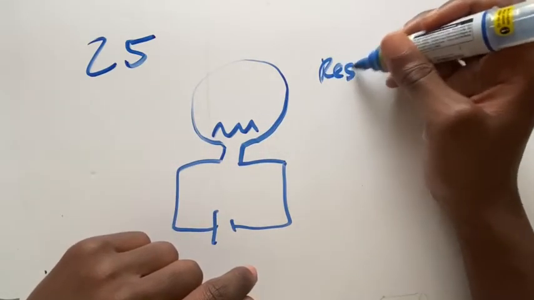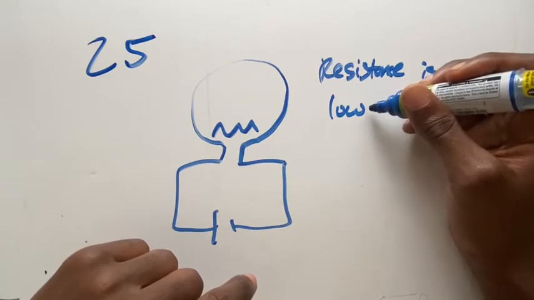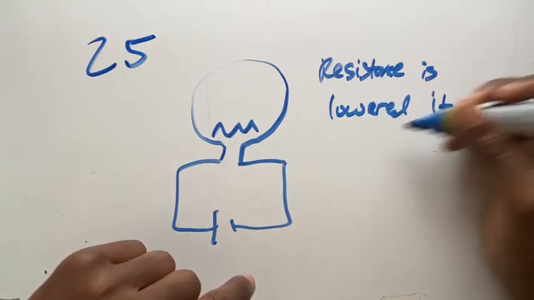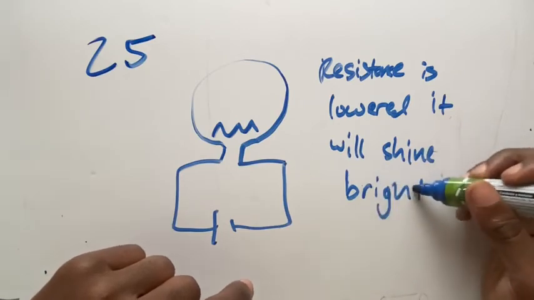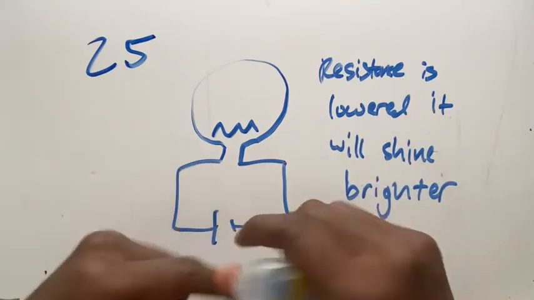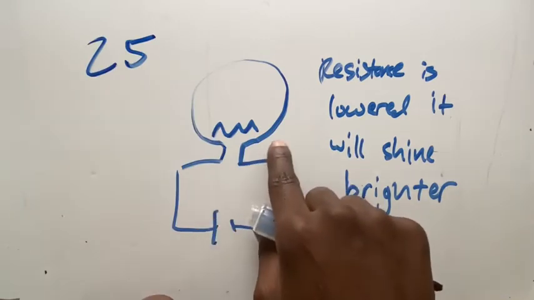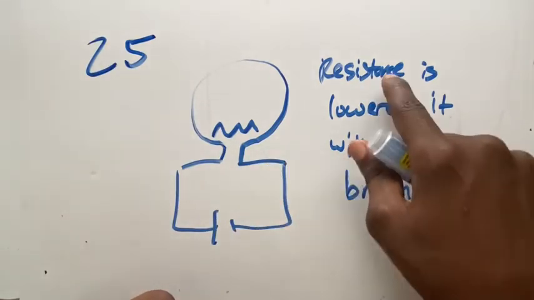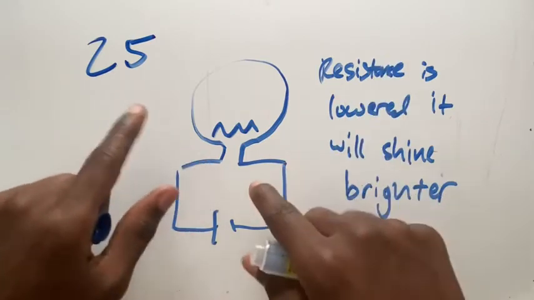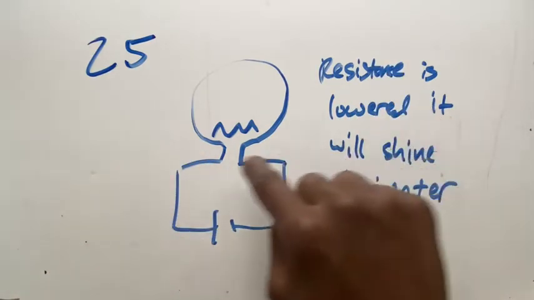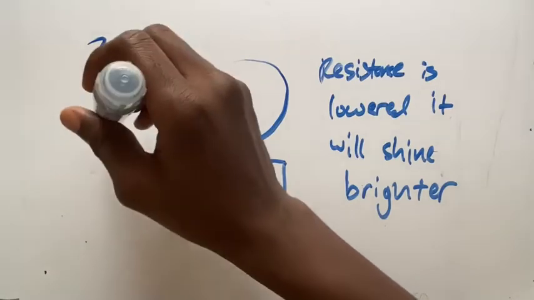So if resistance is lowered, it will shine brighter. So how can we lower this resistance in terms of temperature? Well, I said a moment ago, if you increase the temperature, that increases the resistance. But we want to lower the resistance, so we want this to be colder. Because if we lower the temperature, then the resistance gets lower. If the resistance is lower, more current can flow through. And if more current can flow through, then it can shine brighter. So the answer to 25 is going to be A.